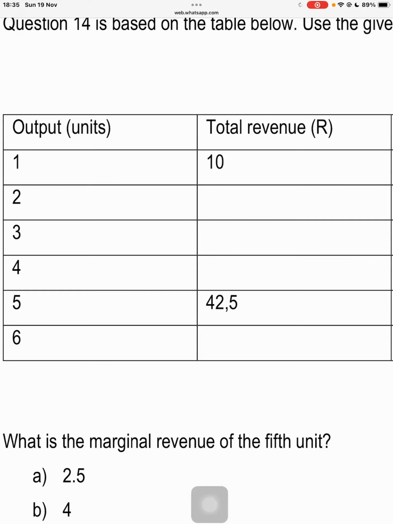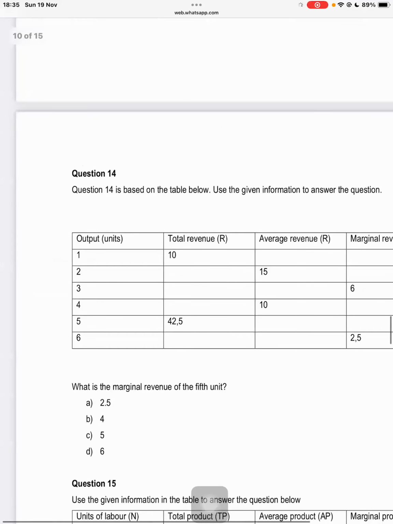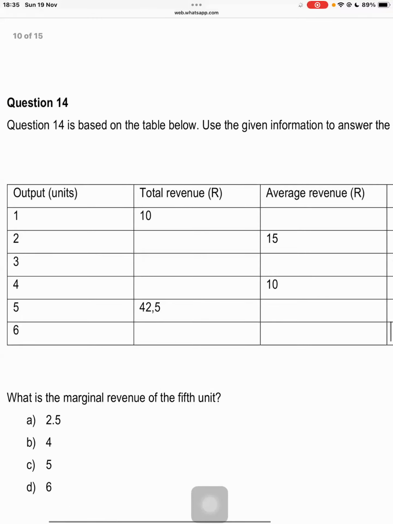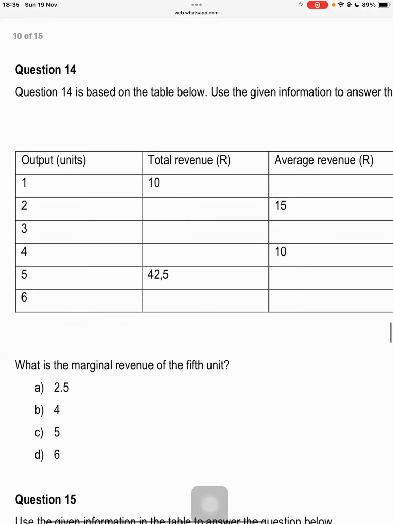But when we now include the average revenue elements, it becomes a different scenario. Why? Because average revenue is calculated as total revenue divided by the quantity that is being produced. Are we still together? All right. So the average revenue is calculated as the total revenue divided by the quantity that has been produced, or the quantity that is being sold.